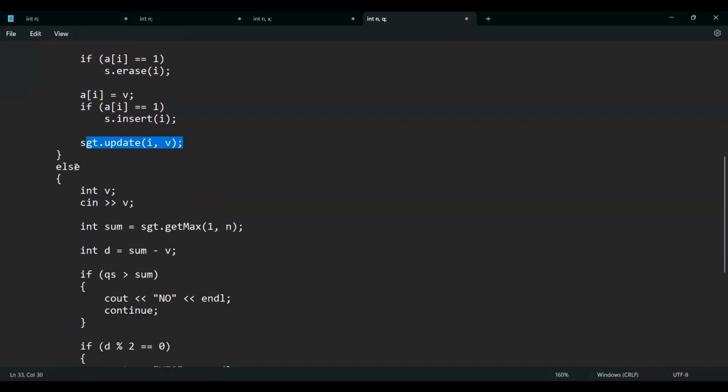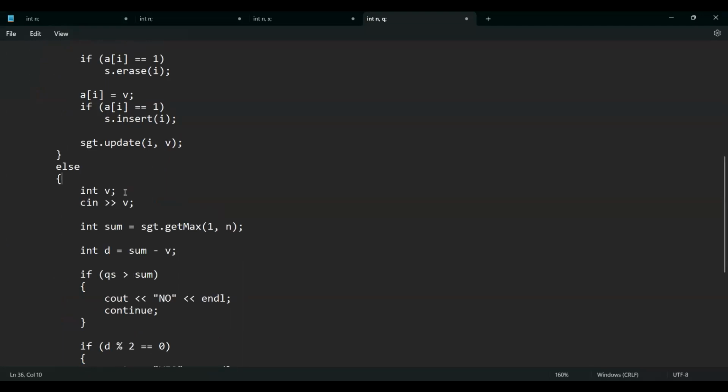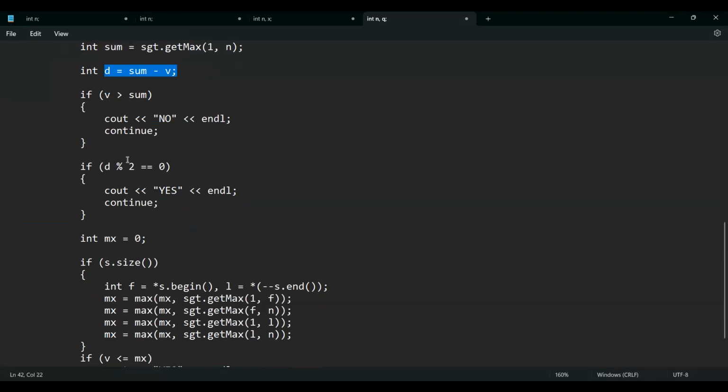Otherwise, if the query is of type 1, take v as input. Now this v is nothing but x. You want your final sum to be more than this v. Finally, this is your total sum. Right now, your array sum is this much. So first of all, if this v is more than your sum, your answer is not possible. Simply print no and continue. Otherwise, this is your difference. If the difference is divisible by 2, simply print yes.